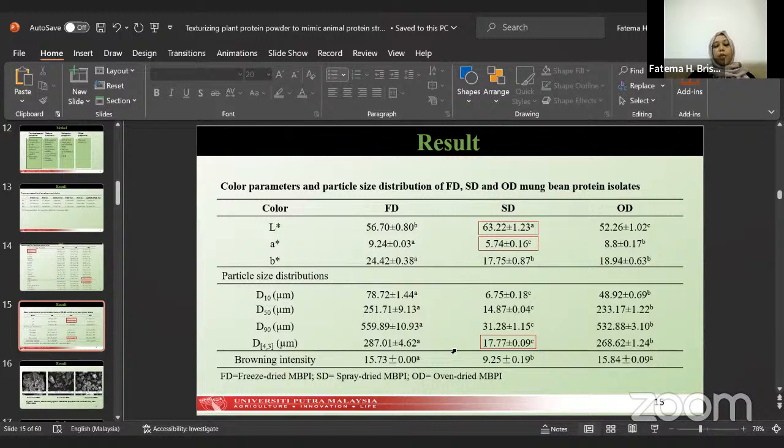Particle size distribution. We wanted to see how small the particle is. The spray dry is very, very small, so we discard the sample, just saying this mean diameter size, which is only 17. There is a high possibility that when we add water in our recipe, this will agglomerate and it will cause problems. The sample may get stuck inside the extruder and the texturization may not be completed. However, for the freeze and oven dry sample, we have a good mean diameter and it's acceptable for the production of meat analog.